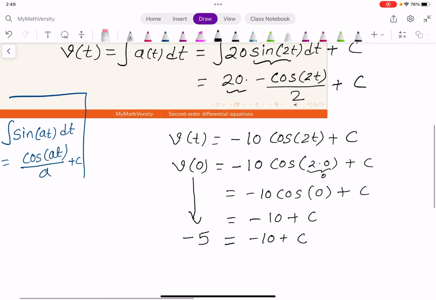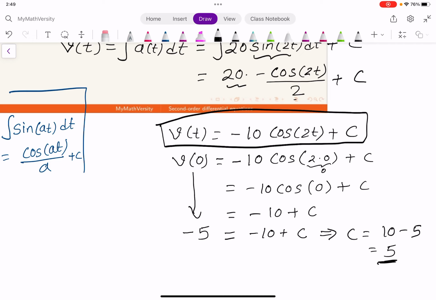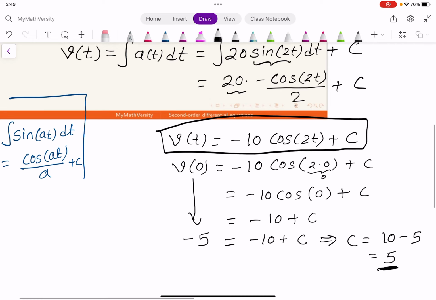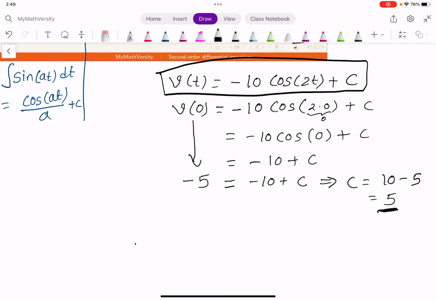Then if that is the case, we can solve for c. So if you solve for c, we get c equal to 10 minus 5, right? And that will give you the value of c is 5. So using that information, our velocity is supposed to be this. But we now know the particular constant: if we choose c equal to 5, it will also satisfy that initial condition. So we get the velocity function here as negative 10 cosine of 2t plus, instead of c, we'll substitute this value over here, so we get that.